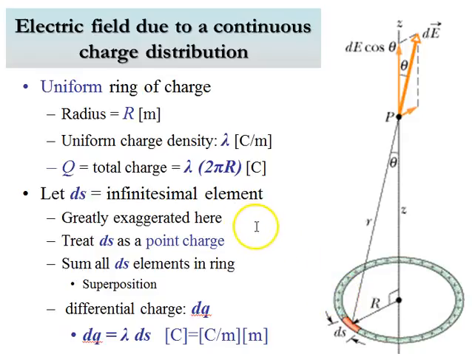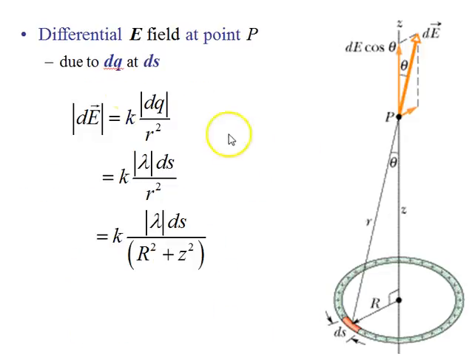So our strategy here is we'll look at this infinitesimally small element on this linear charge density. So this infinitesimally small element of charge we can consider a point charge. In this case, it's largely exaggerated. So we'll treat this little length here as ds and that little charge as dq. So just like q is equal to lambda times the length, our dq is equal to lambda times our differential length, or lambda ds. So we'll use that differential charge element to find our differential electric field.